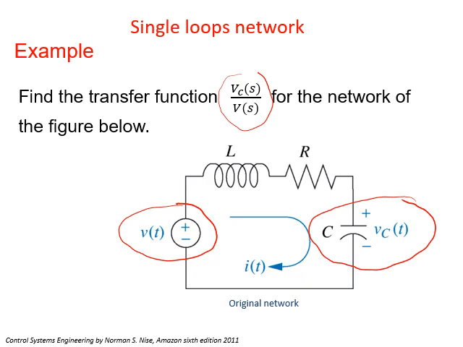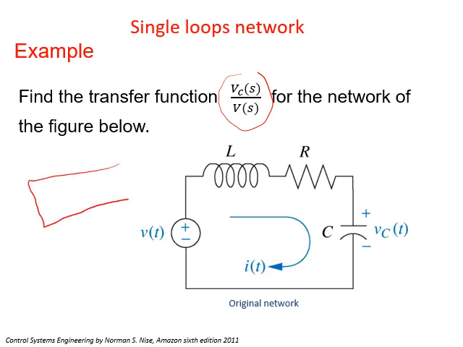Just keep in your mind, because you need to understand modeling here. What's the meaning of modeling? The circuit here will finally be expressed as a system with input and output. The input here will be V of S and the output VC of S. So what is in this box? That's what we mean by model. What we mean by model is what is inside this box. How to develop it, that's what we are going to see in the next slide.